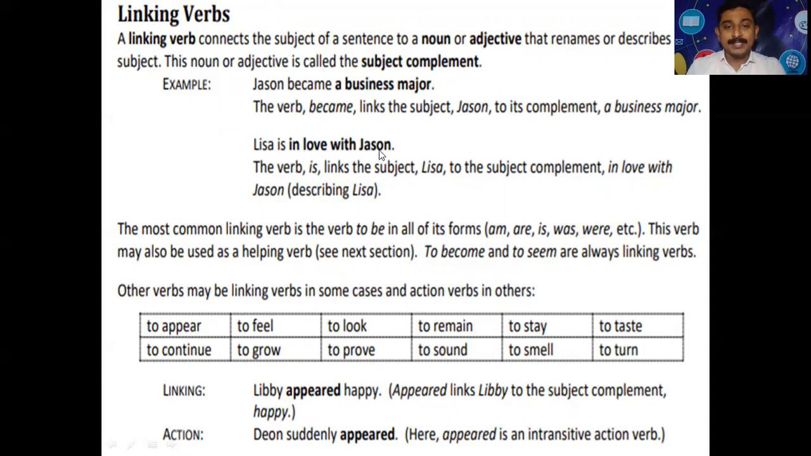Lisa is in love with Jason. Is the verb here an action verb or a linking verb? Lisa is the subject. In love with whom? Jason. It connects Lisa to Jason, so these are linking verbs. The most common linking verb is the verb to be in all its forms, like is, are, was, were. All these are be forms of the verb. They are all linking verbs.